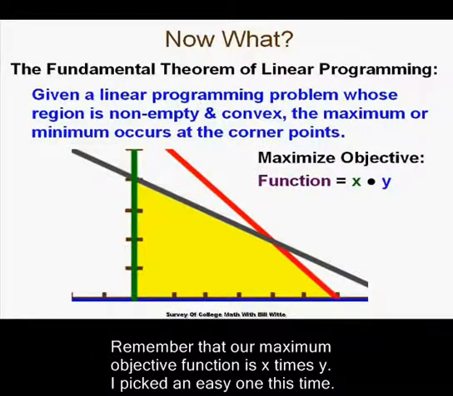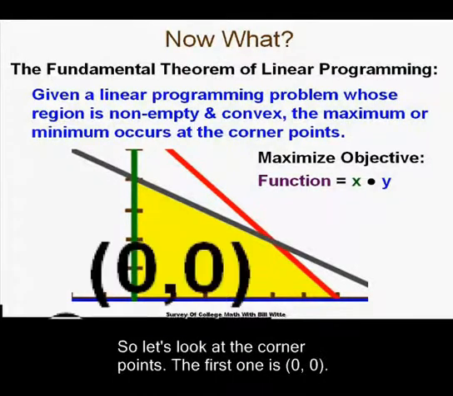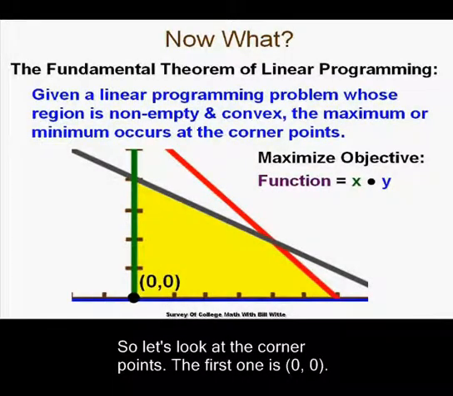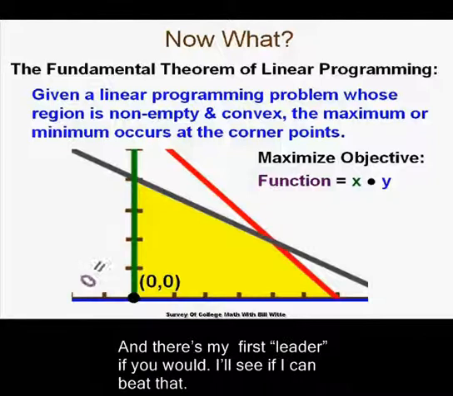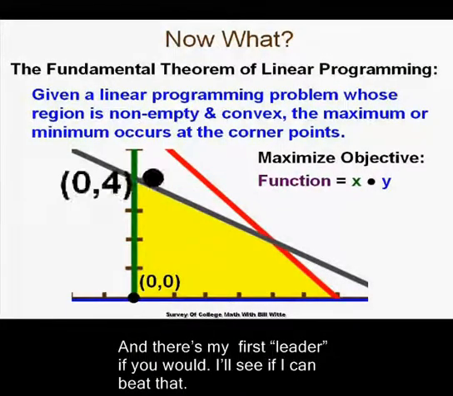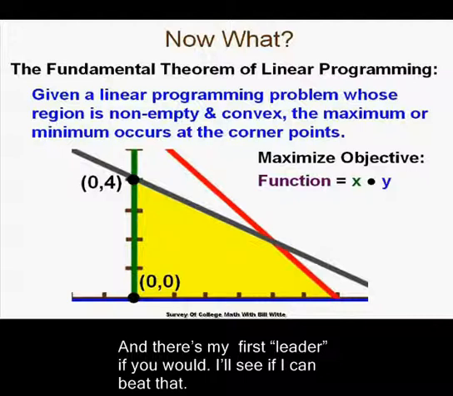Remember, our maximum objective function is x times y. I picked an easy one this time. So let's look at the corner points. The first one, 0, 0. That's going to be a common one, by the way. Not always, but it's a common one. And what would x times y be in that case? Well, there's my first winner, if you would. See if I can beat him.